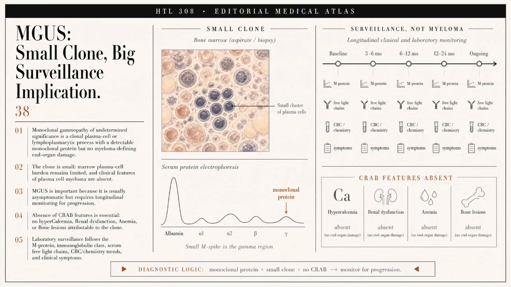Fixation protocols must preserve cellular morphology and antigenicity to allow for reliable immunohistochemical staining. Decalcification, if required for bone marrow core biopsies, must be carefully controlled to avoid compromising downstream molecular or cytogenetic testing, which can provide additional prognostic information.